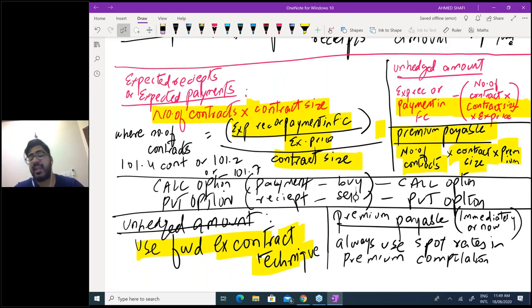And in premium, for any option you take, the premium has to be paid immediately now, so we always use spot rates. Okay, I've told you the formula of futures. I've told you the formula of forward as well.